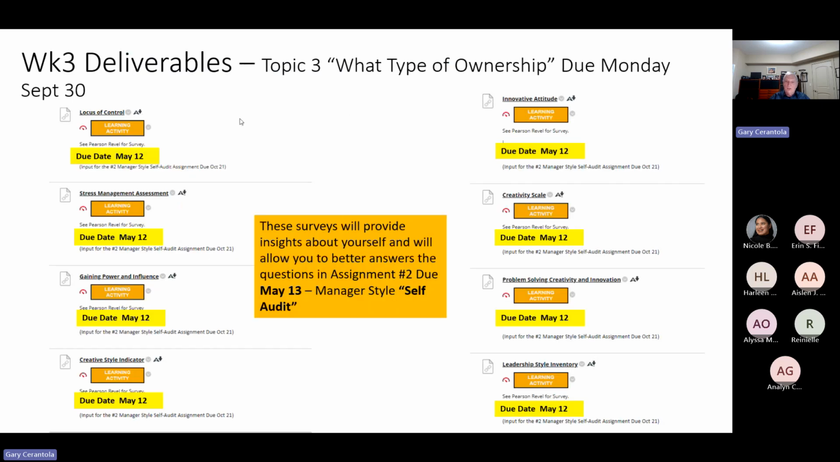And here's what's due. You can see that these surveys right here will have a big impact on the questions in Assignment Number 2. So get them done to get a sense of what's going on. I'm going to talk about locus of control a little bit, and you should really understand where you are on these pieces, and it'll give you a better sense of how to answer the questions in Assignment Number 2. Okay.